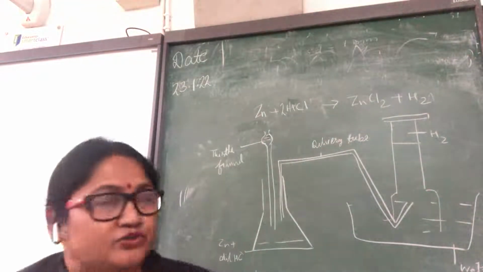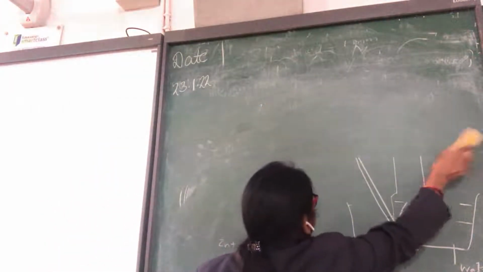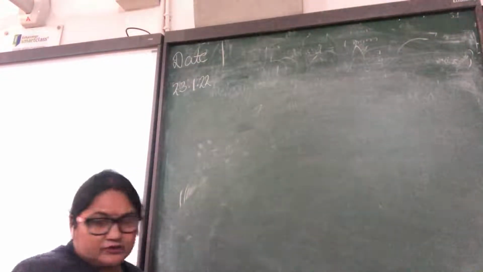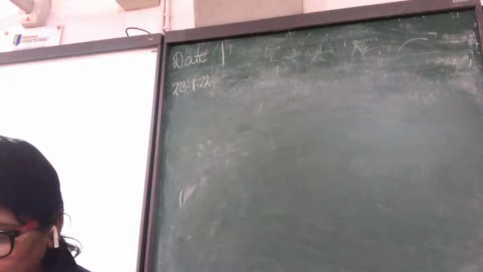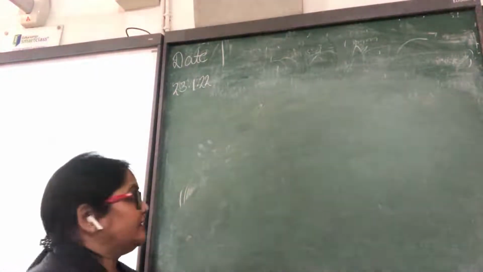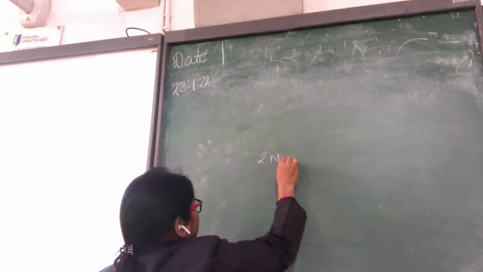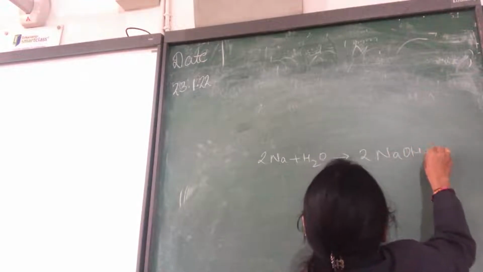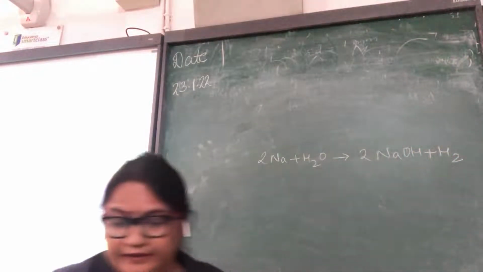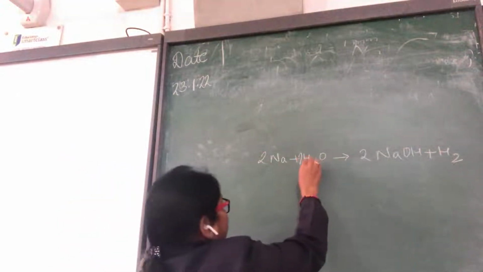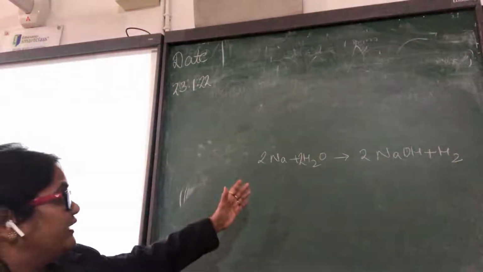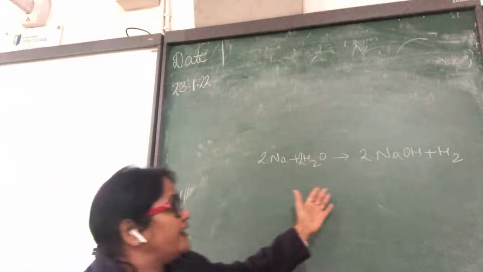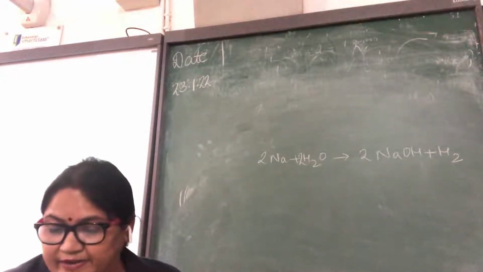Some other methods are also there, and we will discuss how we can prepare hydrogen other than by laboratory methods. First, if you take any active metal, like 2Na plus 2H2O, it will form 2NaOH, and hydrogen gas will be liberated. Sodium is very reactive, so it can even react with cold water and form alkali, and hydrogen gas is liberated.